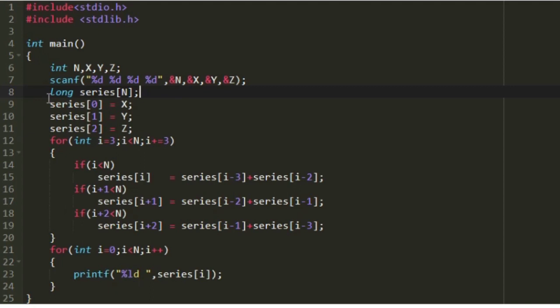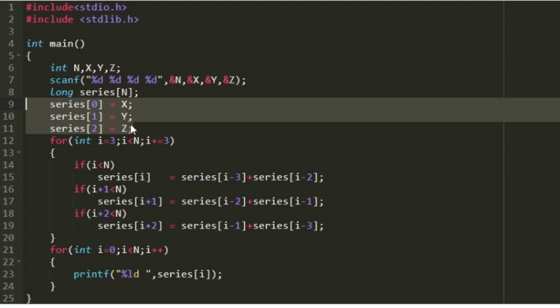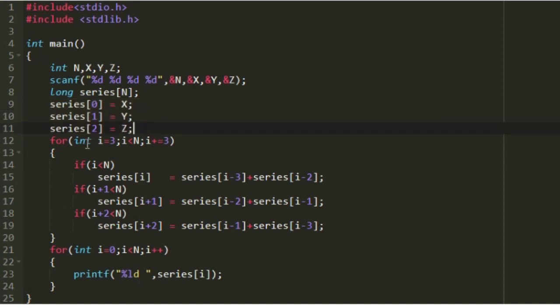So we are given the question that the first three integers of the series are x, y, z. So I am setting their values into the series array. So series of 0 is equal to x, and then series of 1 is equal to y, and then series of 2 is equal to z. So what we are doing is we are just storing the values of the variables x, y and z into the series array. So the integer x is stored at index 0 and y at index 1 and then z at index 2. So we have the first three integers of the series in the array series.